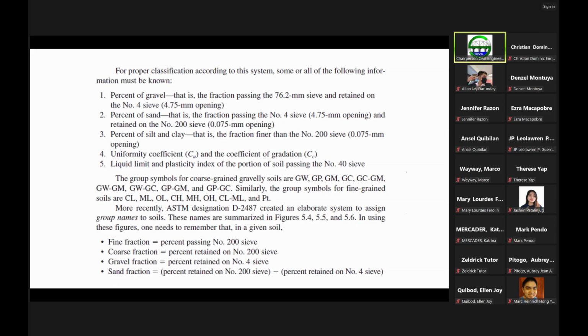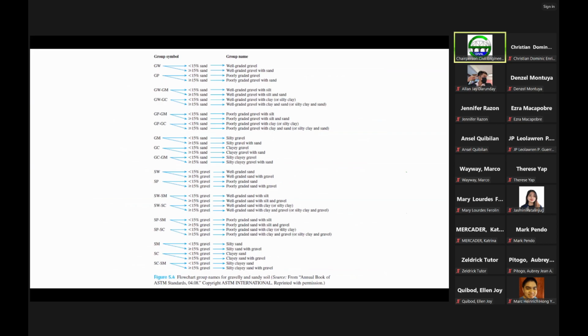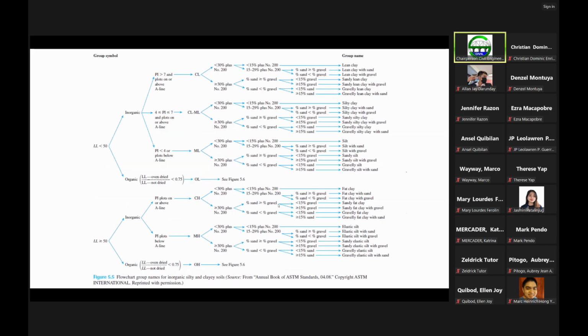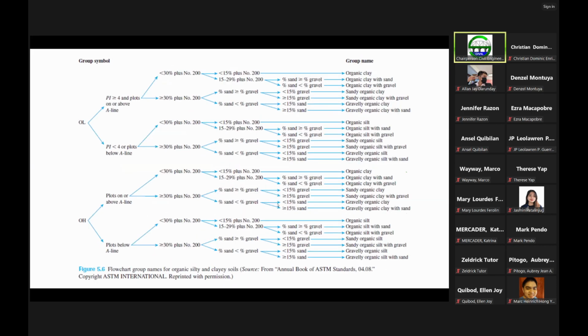Now, more recently, the ASTM D2487 created an elaborate system to assign group names to these soils, because these here are only symbols. These names are summarized in figures 5.4, 5.5, and 5.6 in your book, if you have your book. Later on, we'll be using these tables in the examples.